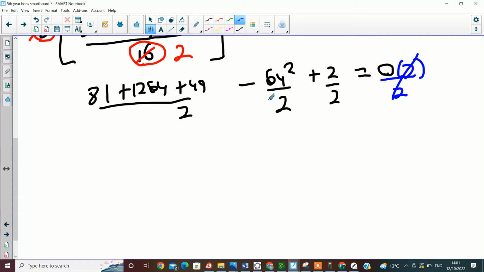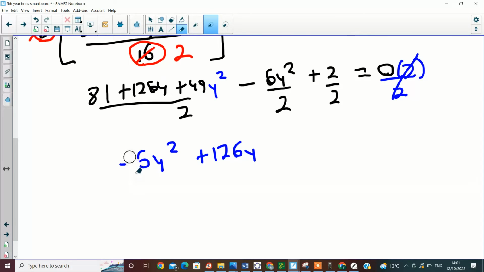Now, let's add these together. We have minus 6y squared. What's it, 126y? Oh, what's it? 49y squared. Excellent. That fixes that up to 43. Ouch, that's awkward. And then 81 plus the 2. 83.